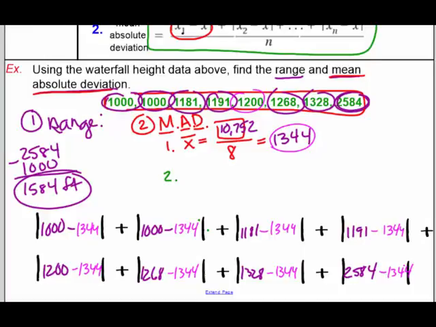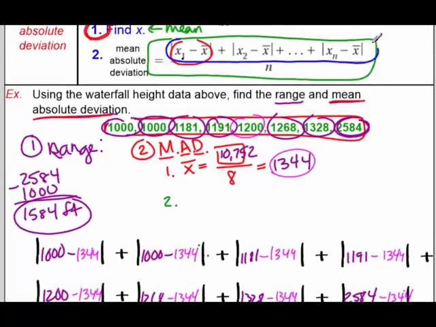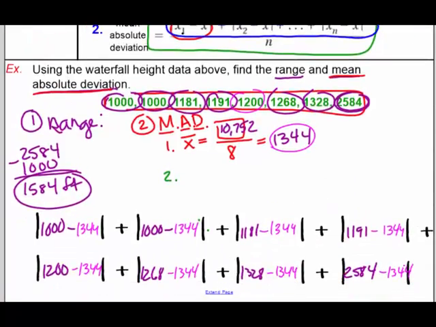Keep in mind I am only doing this top part right here. Taking each value, subtracting from my mean. So what I have to do now is follow the order of operations: subtract inside each one of these absolute value bars and then take the absolute value. For example, my first set here, 1,000 minus 1,344 ends up to be negative 344. But considering the absolute value bars, this is going to end up to be 344. Next set, 1,000 minus 1,344 is negative 344, but taking into account the absolute value bars, I get 344.